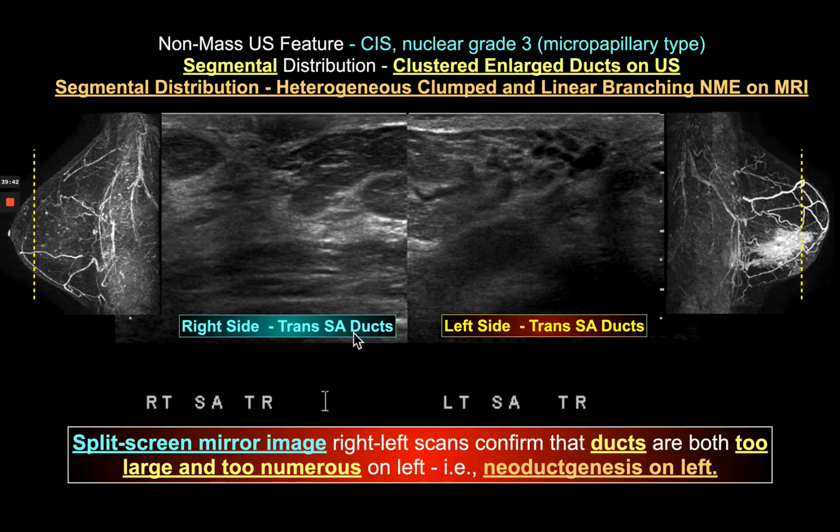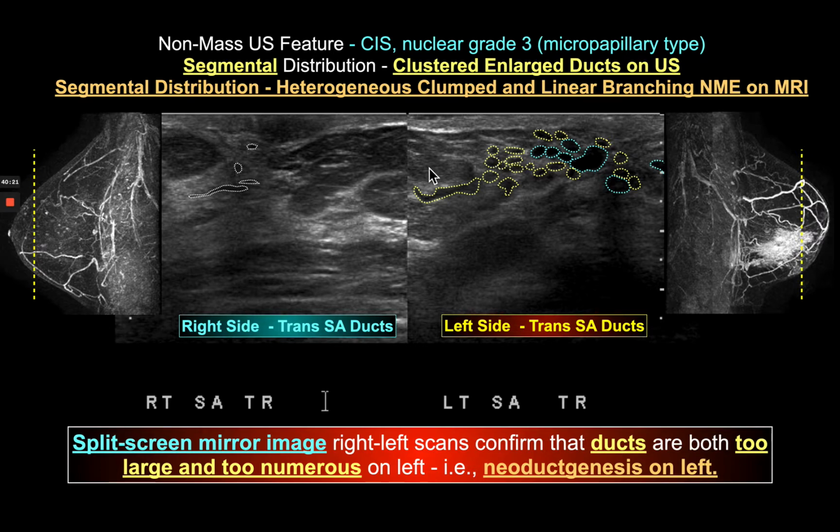Now, a really good thing to do if you want to convince yourself of the reality of neoduct genesis is to do split screen mirror image scanning on the two sides. So what I'm doing here is scanning at approximately the areolar margin on the normal side and on the abnormal side. And then I'm going to highlight the ducts. So the aqua ducts that I'm highlighting are the native ducts, and the yellow colored ducts are the neoducts. On the abnormal side on the left versus the normal side on the right. Notice how much more numerous they are on the side with DAB or neoduct genesis.